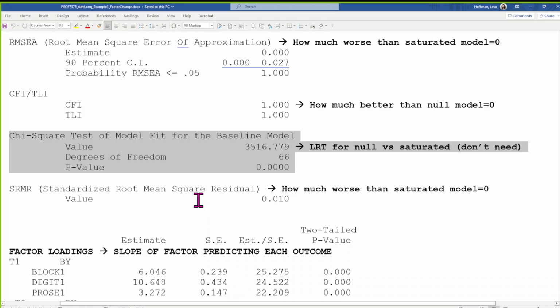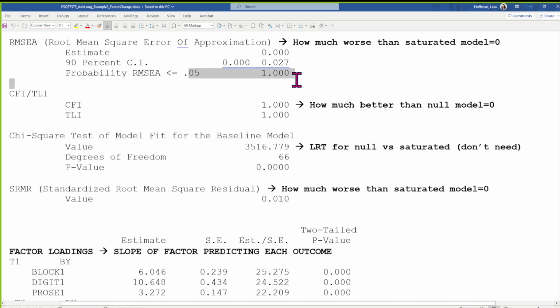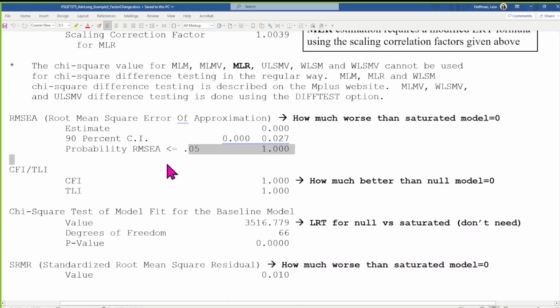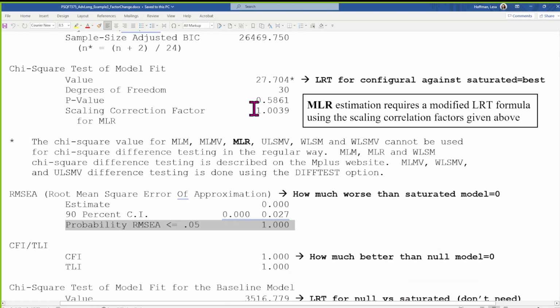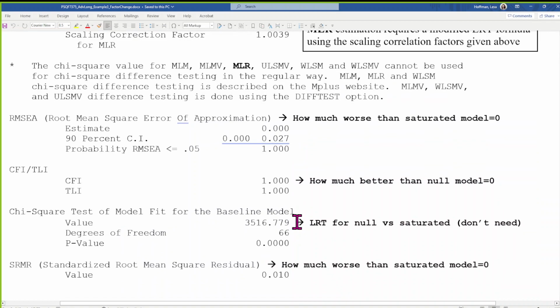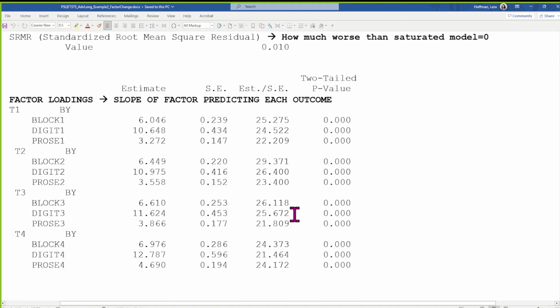Typically we want low p-values, but this probability RMSEA less than or equal to 0.05, that's a 1. That says it's definitely less than 0.05. By the way, this p-value has a special name. It's the test of close fit, because 0.05 is like a reasonable amount of misfit that's not terrible, whereas the p-value that goes with your chi-square is absolute fit. And both of these are telling us it's pretty good. It fits pretty close to what the data are. So I win.